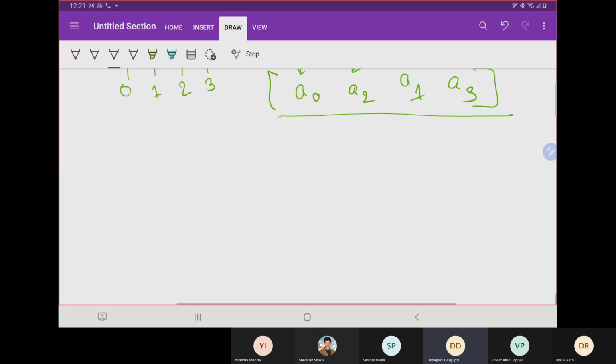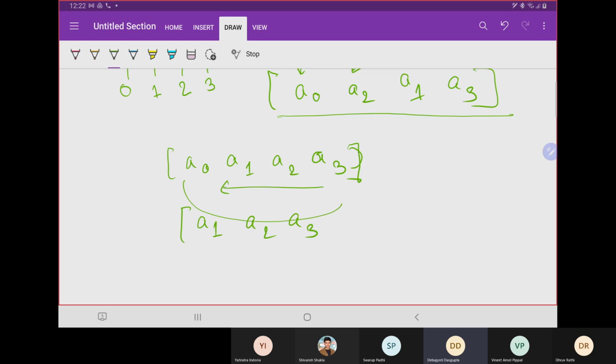One of the most important applications of this permutation is that you must have heard about left shift and right shift of an array. When you do a left shift of an array A0, A1, A2, A3, you shift the array towards the left. So A1, A2, A3 are shifted one towards the left, and A0 will go back and come here. So this transformation is also a permutation.